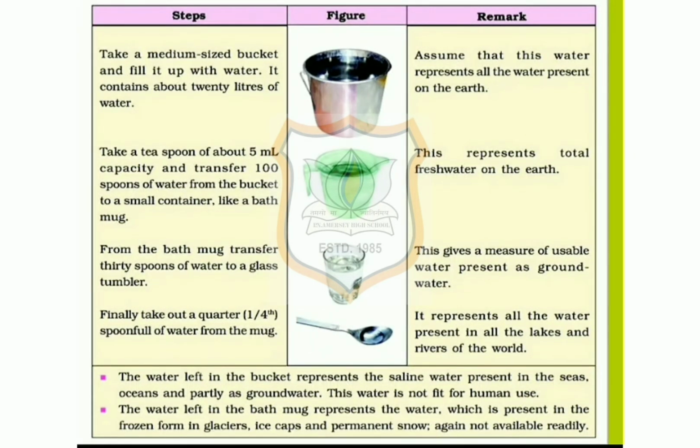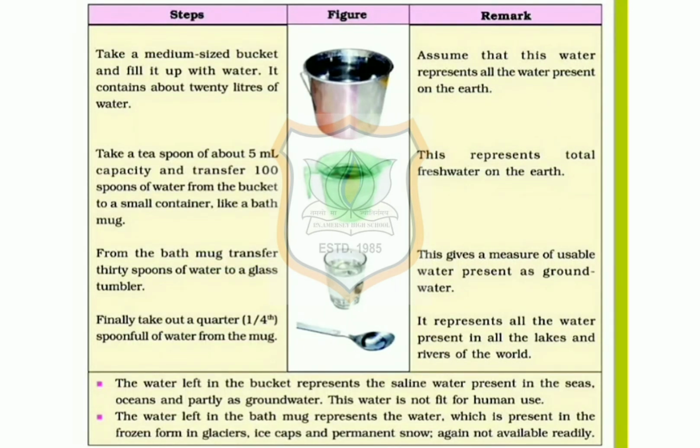The water left in the bucket represents the saline water present in seas and oceans and partly as groundwater. This water is not fit for human use. The water left in the bath mug represents the water which is present in the frozen form in glaciers, ice caps and permanent snow. Even this water is not available readily.